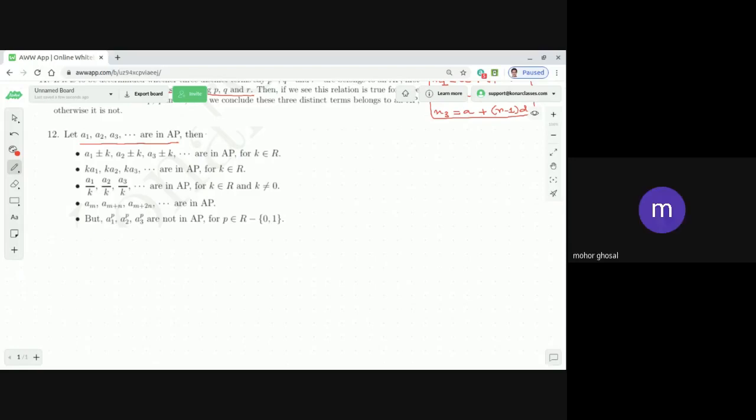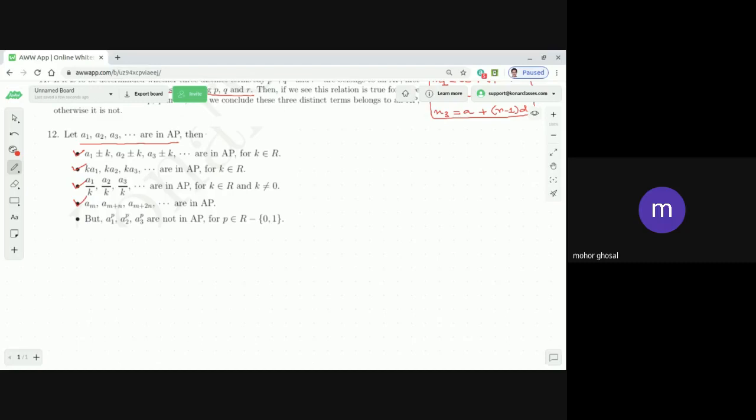And if you multiply each term of that AP by a constant, the resultant terms should also be an AP. Got it? And if you divide it by a non-zero number K, then A1 by K, A2 by K, A3 by K should also be an AP. Correct? So A_m, A_(m+n), A_(m+2n) are also in AP. That means you take the first term as the m-th term, then you start adding n, and then this should also be in AP.